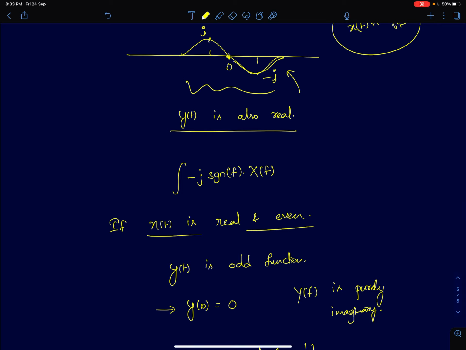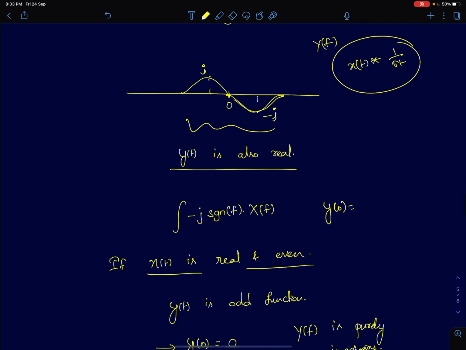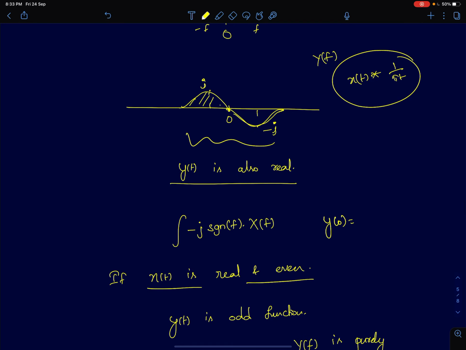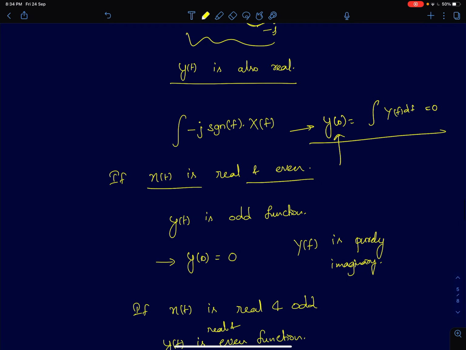So the moment it's purely imaginary and odd symmetric around f equal to 0, we know from the properties of the Fourier transform that an odd signal obeys this property. You can easily see y of 0 is simply the whole area under the Fourier transform, which is nothing but the integral of y of f df, and will be equal to 0. So y of 0 for an odd signal has to be equal to 0. So that condition holds true. If you pass a real and even signal as an input to the Hilbert filter, the output is going to be an odd function.